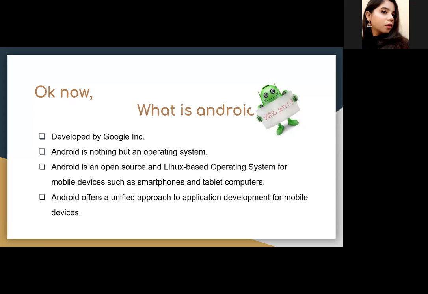Now, Android is a unified approach to application development for mobile devices. What do we mean by a unified approach to application development? It means that developers, you guys, need to develop an application in Android, and that would be good to run on different Android devices, such as if you are owning a Samsung phone or any company's phone that is supporting Android. So you are good to run that application on every Android based device.